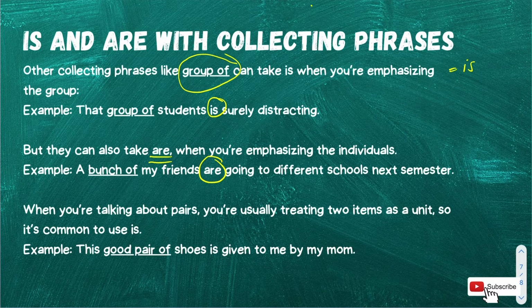Okay? Now, when you're talking about pairs, you're usually treating two items as a unit. So, it's common to use is. Yeah, that's true. Kung yung mga bagay na in pairs. Like for example, this good pair of shoes is given to me by my mom. Good pair. So, ang isang pair ay one unit. So, is ang gagamitin natin sa kanya. Ano po ba yung mga bagay na in pairs? Like for example, pair of pants, pair of scissors, okay, so on and so. So, malinaw tayo doon.